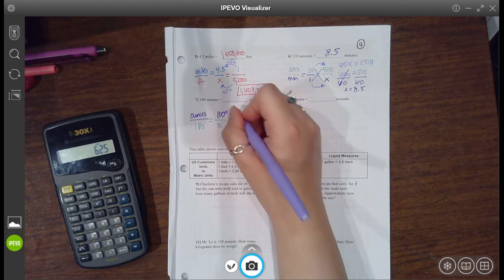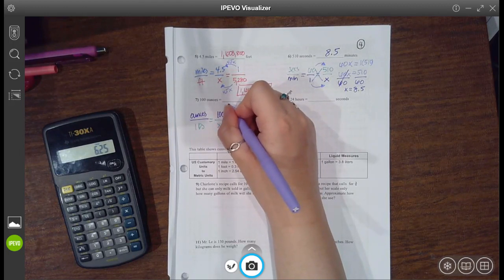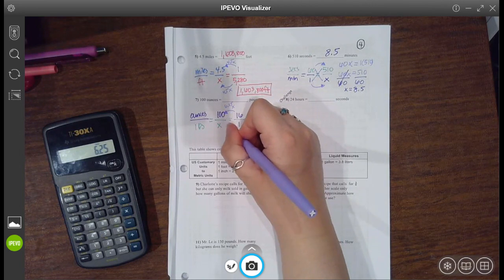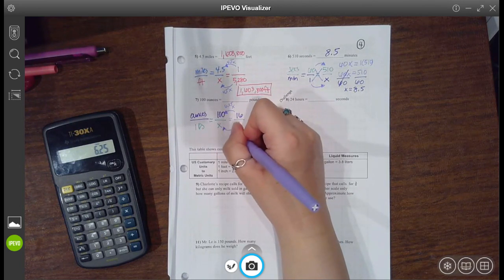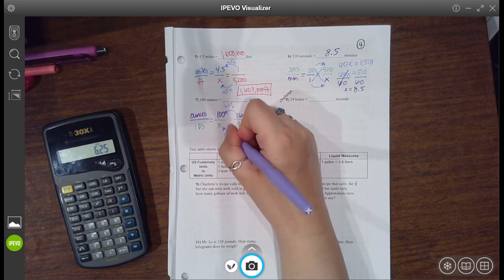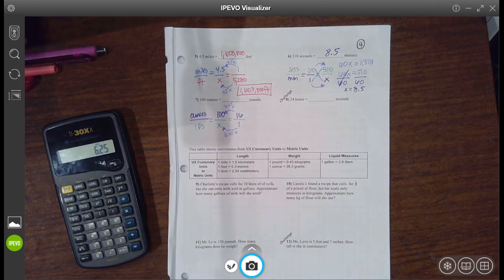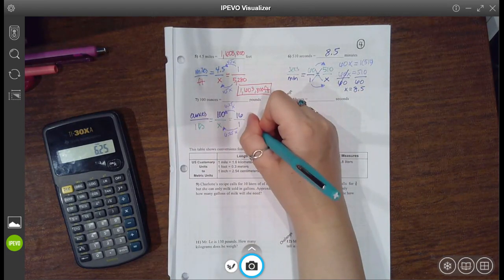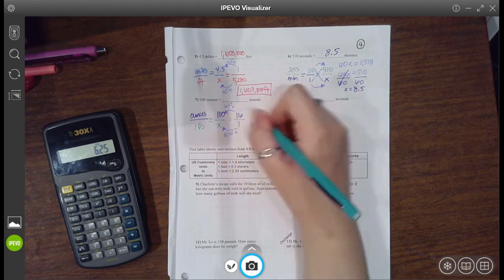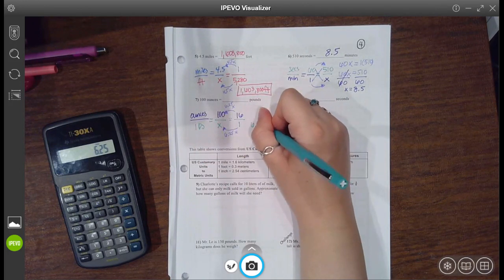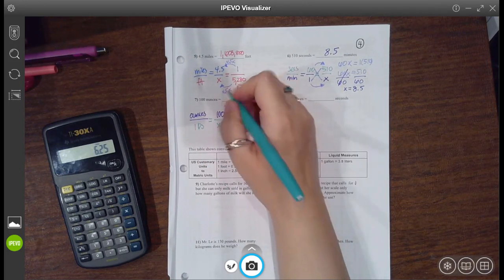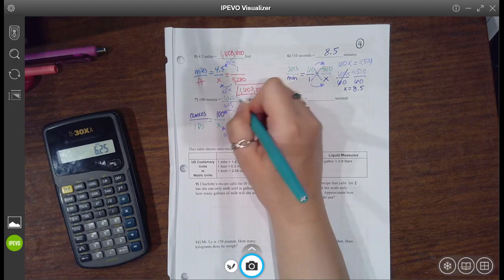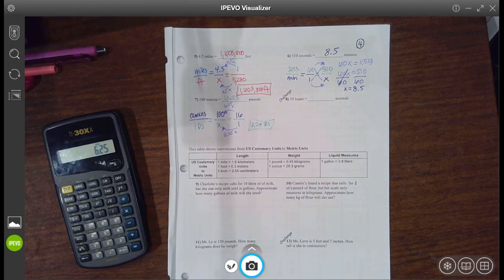So I knew that 16 times 6.25 equals 100. So let's do the same thing here. 1 times 6.25 gives you just 6.25. And that was solving for pounds. So 6.25 pounds is equal to 100 ounces. Okay, the next one says a challenge. Let's see if we can do it. All right.